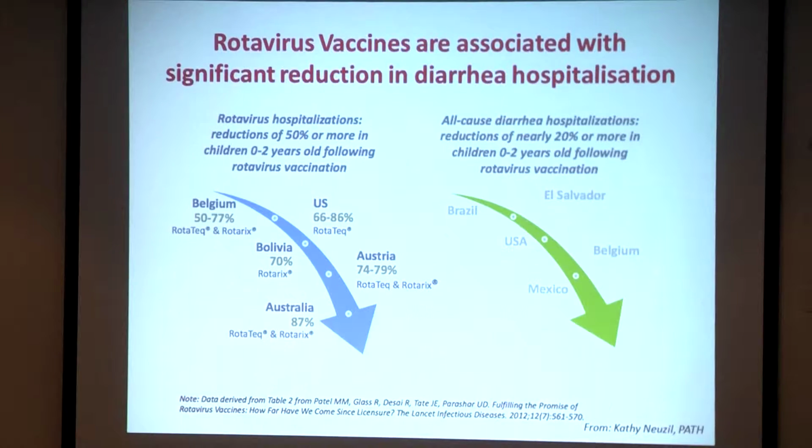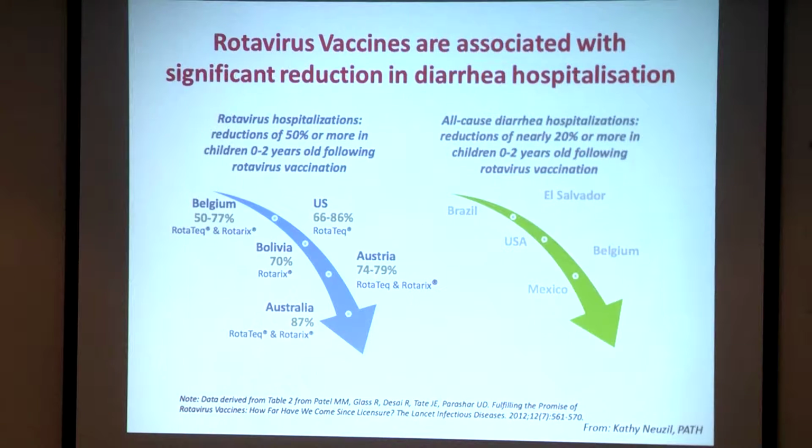The good news is that these rotavirus vaccines have had a great impact in the real-world context outside of the clinical trial, with a reduction in rotavirus hospitalisations of 50% or more in children 0 to 2 years following vaccination. In Australia, it's around 87%, even higher, of a reduction, and I'm a paediatric gastroenterologist. I work at the Royal Children's Hospital in Melbourne. We don't see rotavirus disease like we did when I was training 20 years ago.